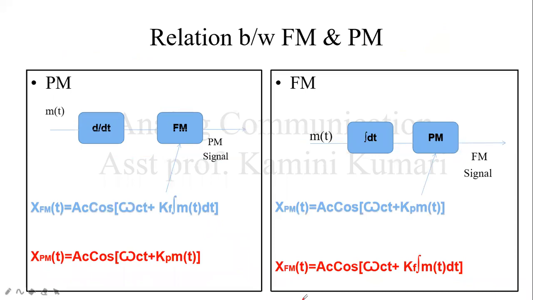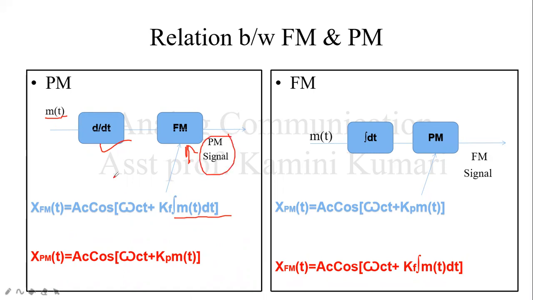So your next slide is the relation between your FM and PM. What is it? First take the case of PM. You have two boxes. The first box is for derivation, and the second box is for FM that contains this equation. You will pass m(t) through the first block and get the derivative of your message signal. Then you pass this derivative through the FM block, the second block, and you will get your PM signal.